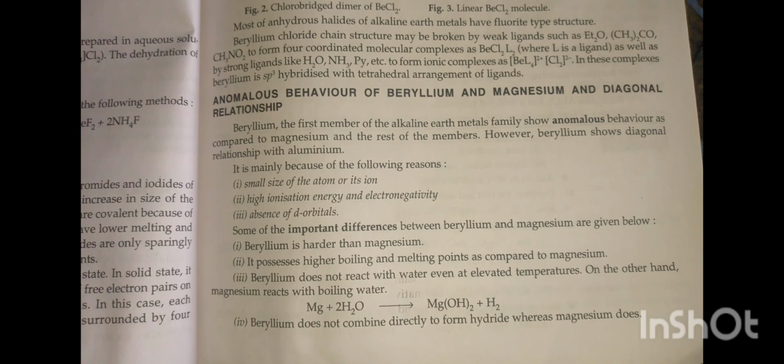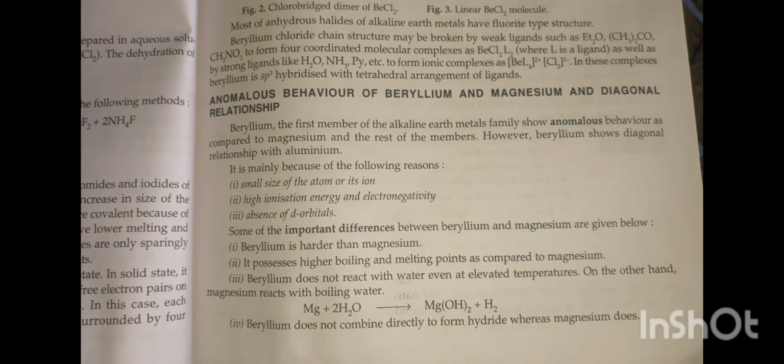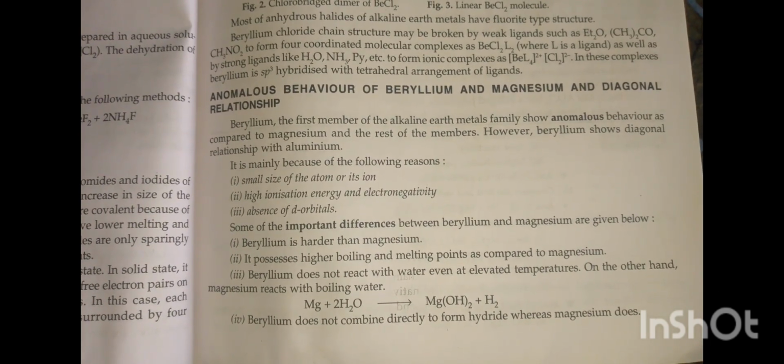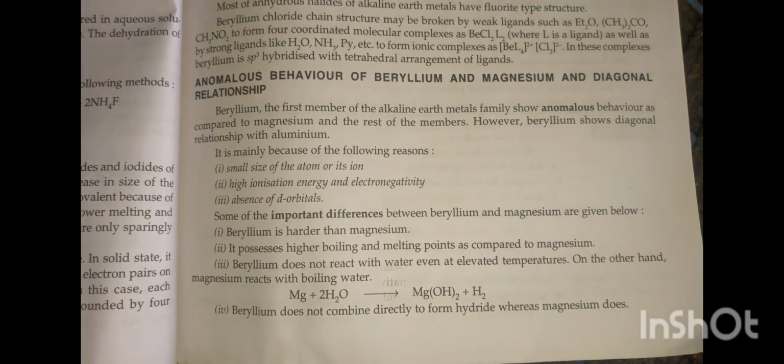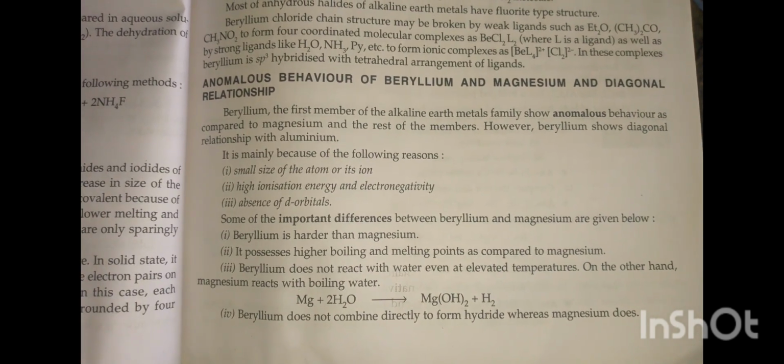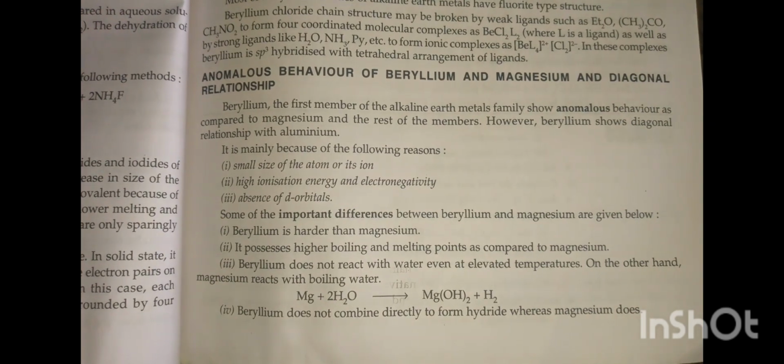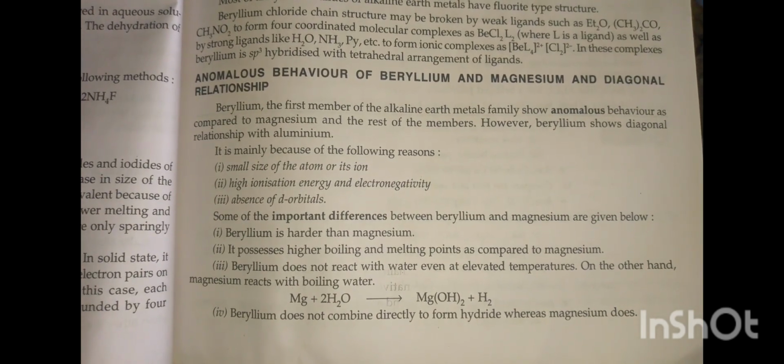Some of the important differences between beryllium and magnesium are given below. Beryllium is harder than magnesium. It possesses higher boiling and melting points as compared to magnesium. Beryllium does not react with water even at elevated temperature. On the other hand, magnesium reacts with boiling water. Beryllium does not combine directly to form hydride, whereas magnesium does.